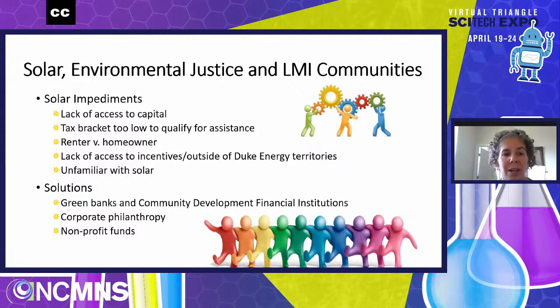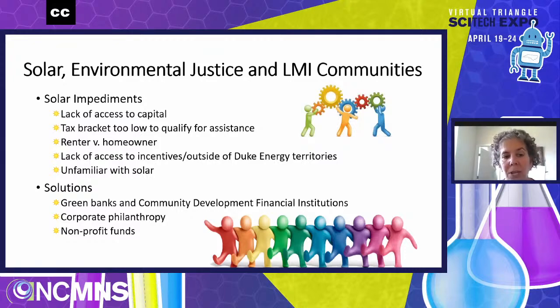Real quick, I need to mention solar and environmental justice and low to moderate income communities. These communities often are left out of so many parts of advancement that we get to experience here in the United States. Impediments to low to moderate income folks are lack of access to capital. Sometimes they earn so little that they don't even qualify for assistance. And I'm not sure how that works. If they're renters, they cannot install solar and they can't afford to become homeowners. If they live outside of Duke Energy territory, they can't take advantage of those rebates that are so helpful for those of us who do live in Duke Energy territories. And often they're unfamiliar with solar and who can help them.